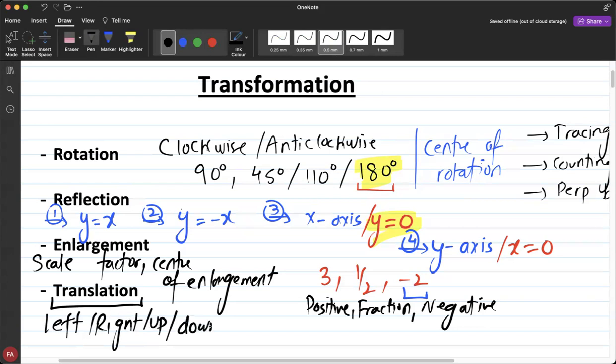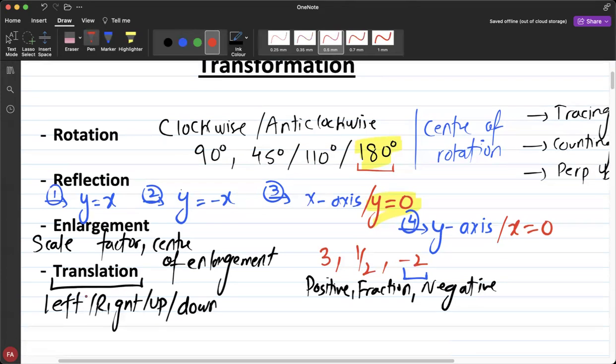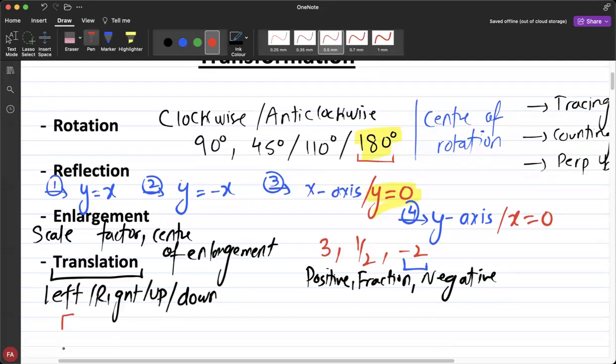Now, to all of those who are watching this video, please bear this in mind. For any question about translation, it is a mandatory step for you to mention the translation column vector. That means if I ask you what kind of translation is happening, you are supposed to write down the answer in terms of a column vector. So I hope that is clear. If the gist of this topic is clear now, we can jump on to some past paper questions.